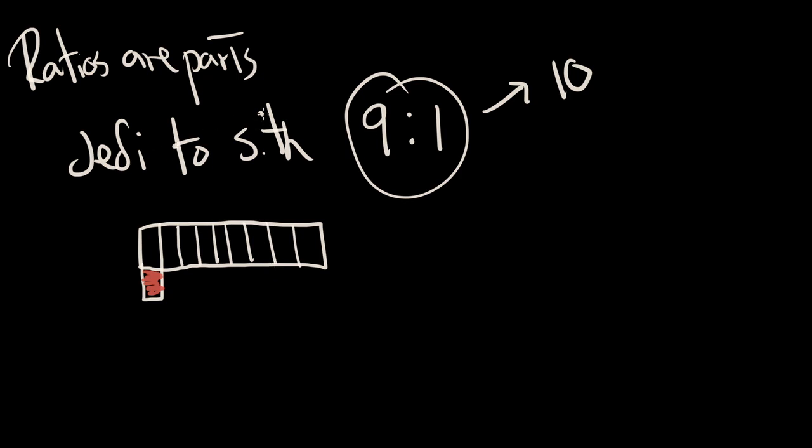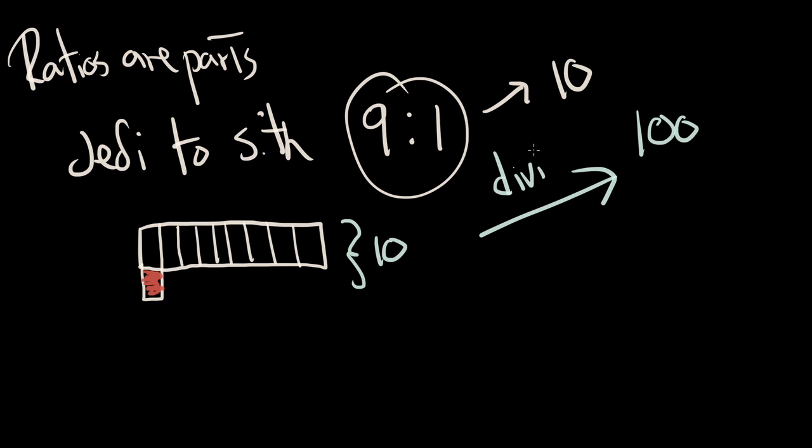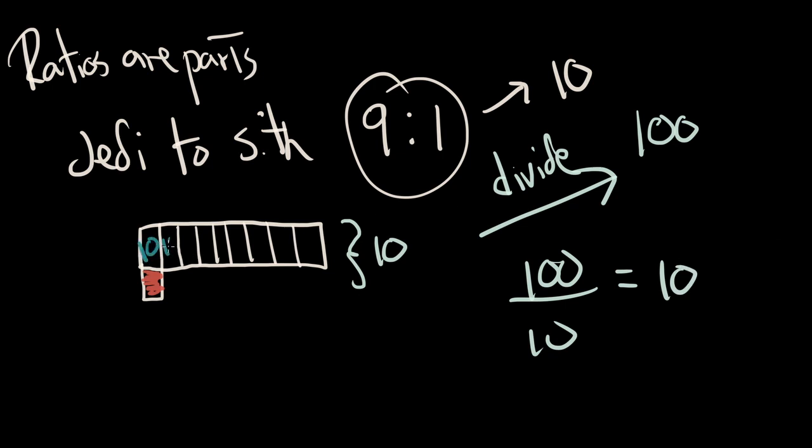So if the ratio of Jedi to Sith was 9-to-1, and let's say there were, I don't know, 100 people in the room. How many do you think would be Jedi and how many would be Sith? So you know there are 10 total parts, and then you're just going to divide by the total. So you'd say 100 divided by those 10 parts. So every box would be 10. In every single box there would be 10.